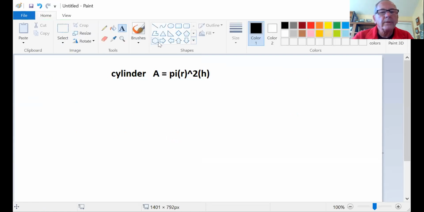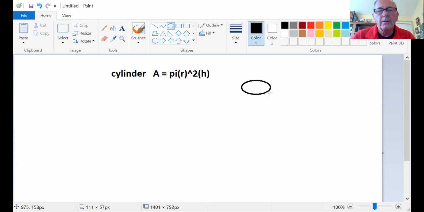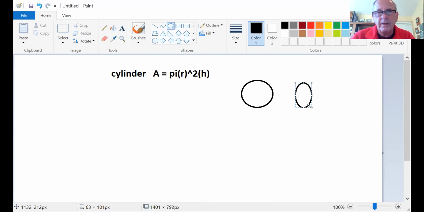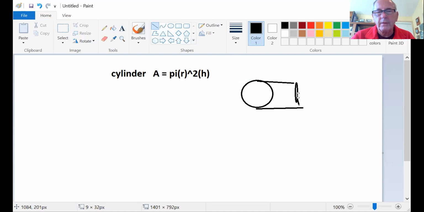So if you have a cylinder, and I can't draw it. There's nothing here to help me. I can't even believe there's not even a circle on it. Well, okay, I guess you do it like that. So you've got a circle like that. Well, you know what I'm trying to do. Anyway, you understand what a cylinder looks like. Oh, that's not very good. Forget that.